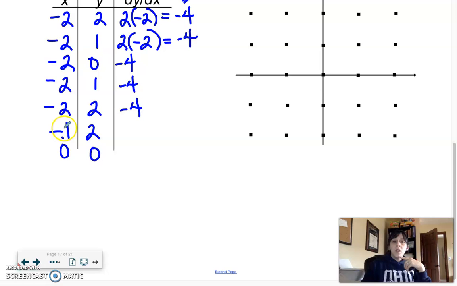And so like if I'm at location -1, 2, the slope there would be 2 times the x value, which would be -2. And then same thing for 0, 0, 2 times the x value would be 0. All right, then here's what you do next.